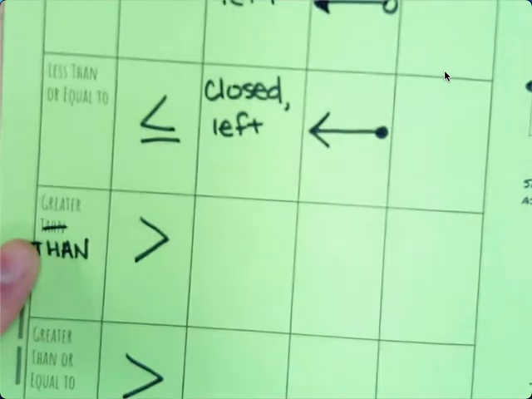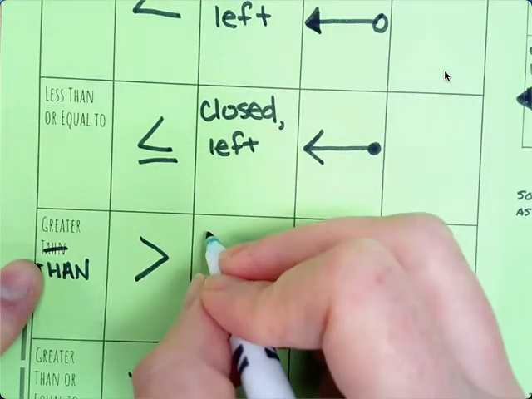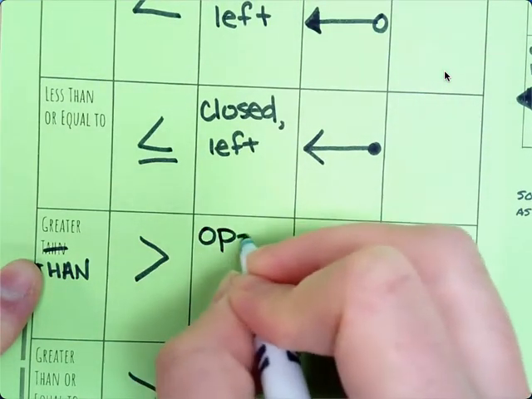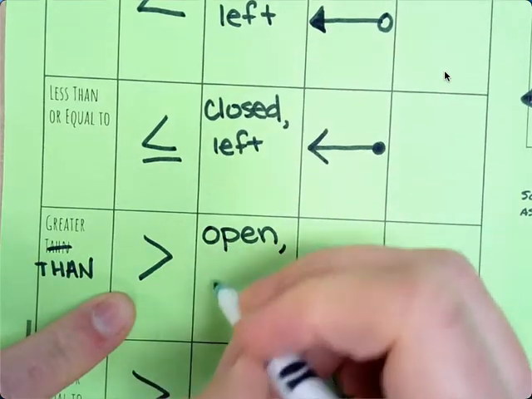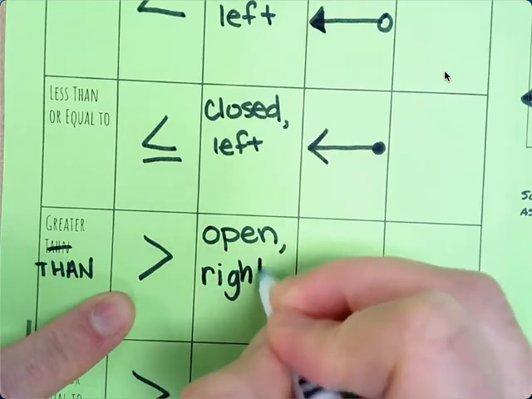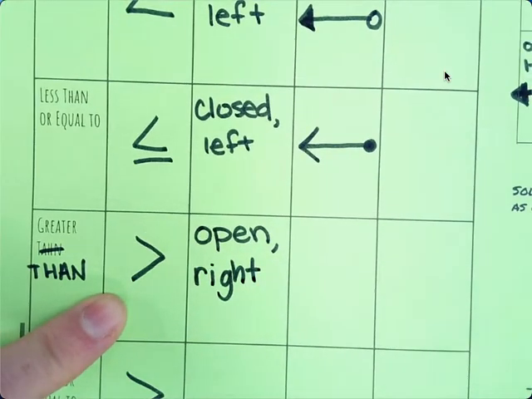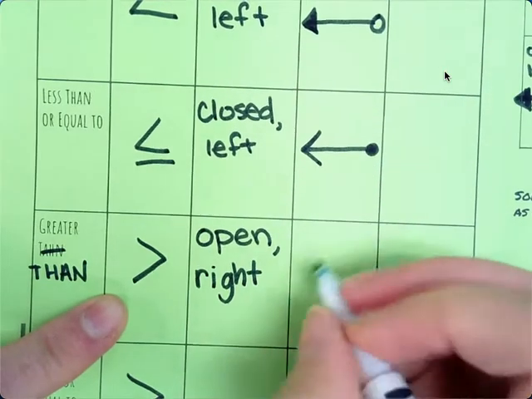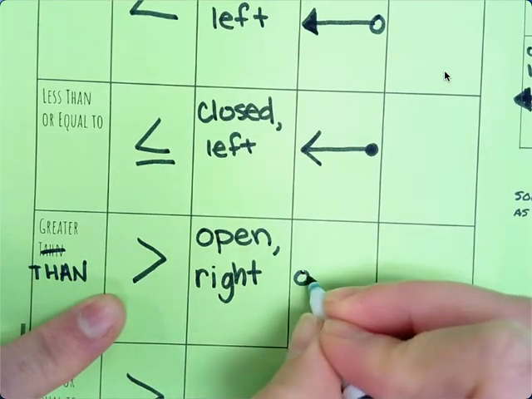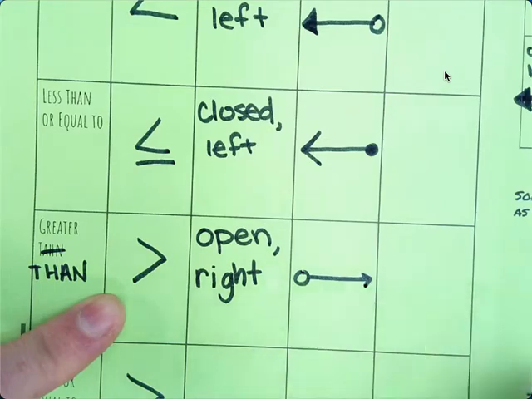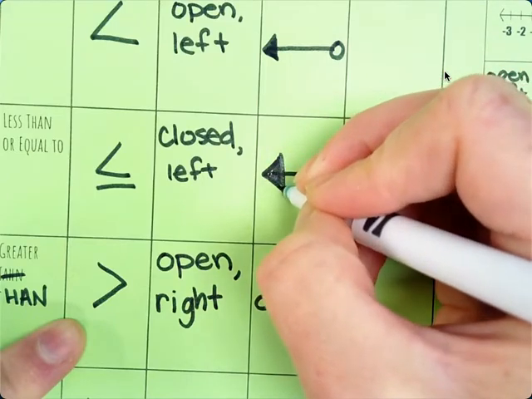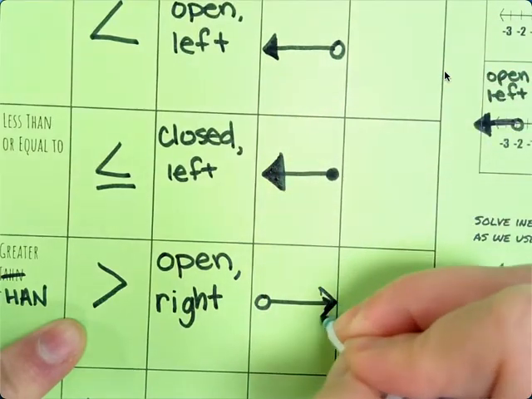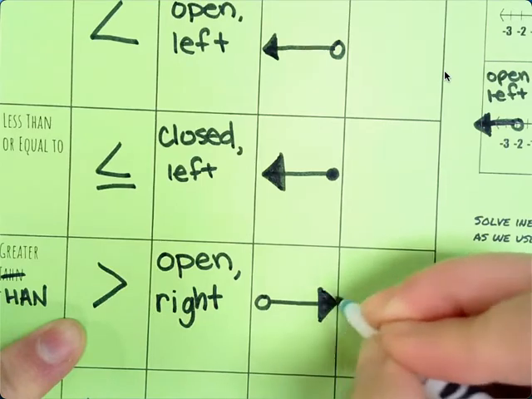Okay, let's do the greater than. So this will be open, and greater is going to go right because it has to go in the positive direction. Less than is in the negative direction. So it's going to be open circle and go right. And it doesn't matter how you do your arrows. I realized I wasn't doing them the same, so I'll go and fill those in.